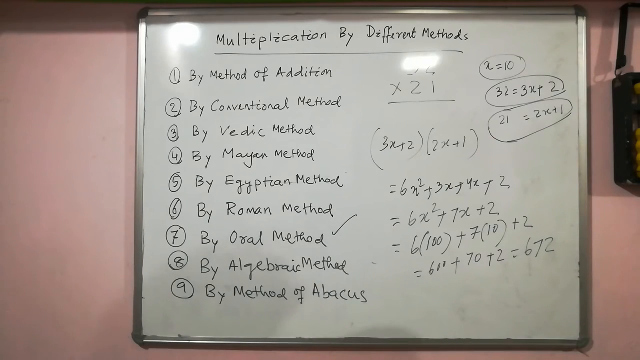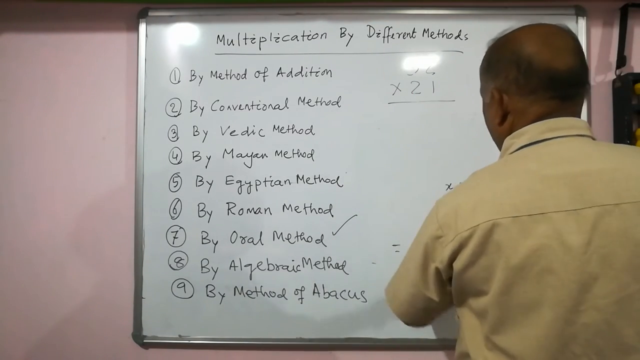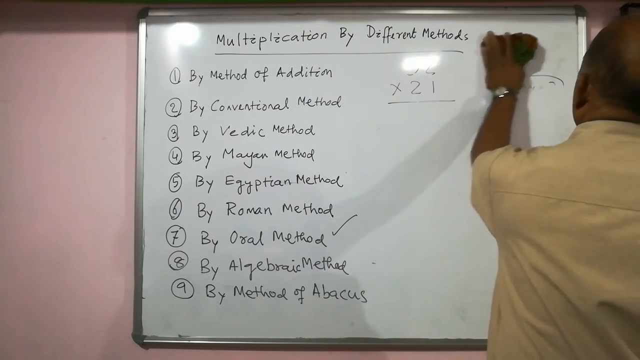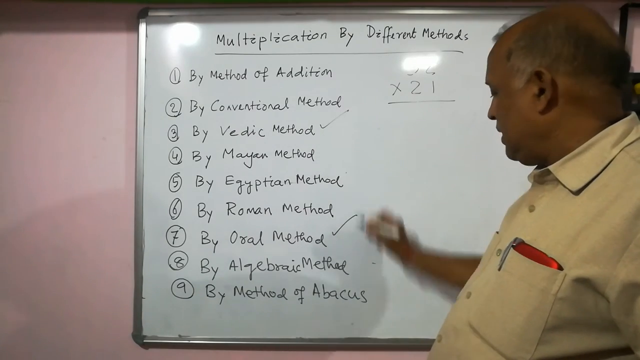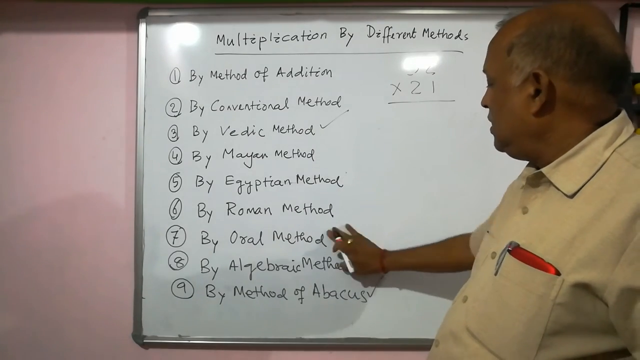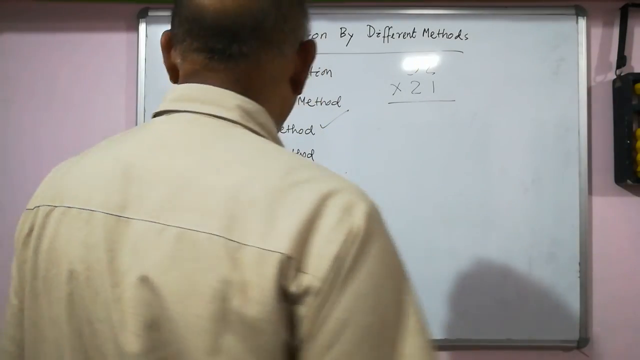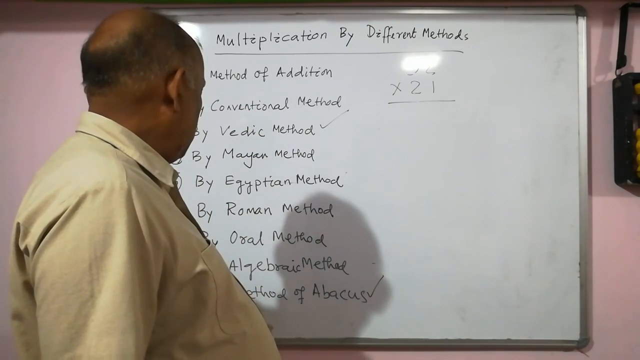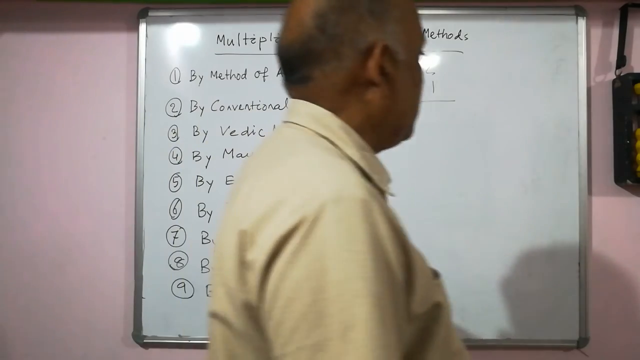So the last one is the method of abacus. How to do it by the method of abacus? If we merge the Vedic method and the abacus method, these two methods, then we get an excellent result. If you use this Vedic method in the abacus, then it will be a beautiful result.